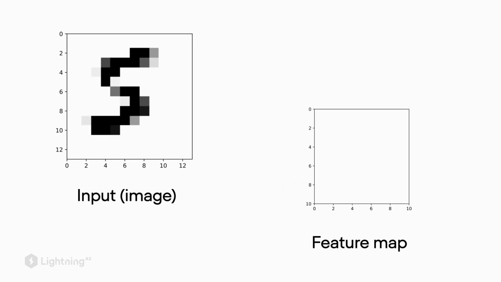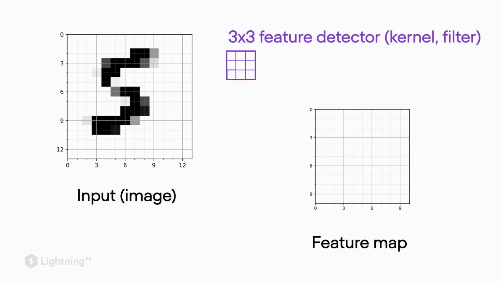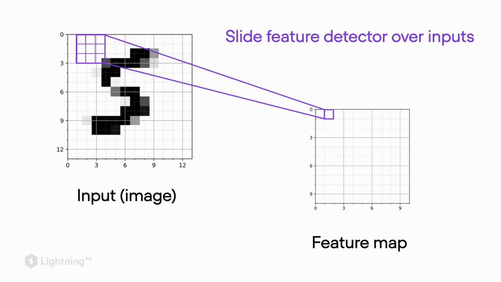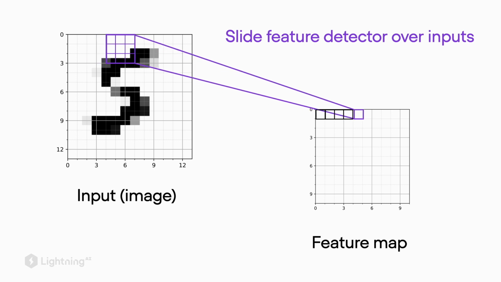So consider we have this grayscale image of the handwritten digit 5 here. Also let me overlay this with a little grid here so we can more easily see what's going on. Here we are going to use a 3x3 feature detector. And what we do with this feature detector is that we apply it to this input image. Position by position, we slide this feature detector over the image to obtain the feature map values.